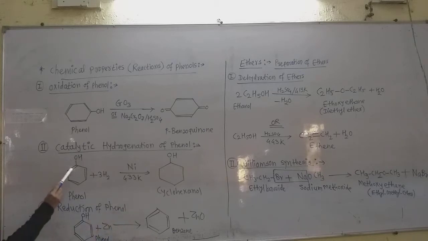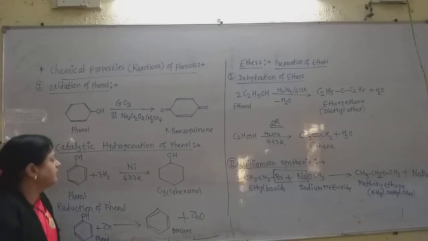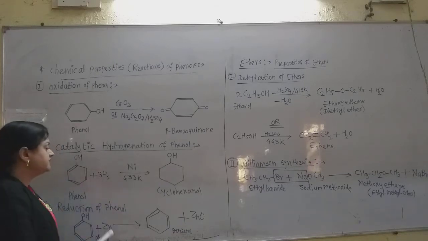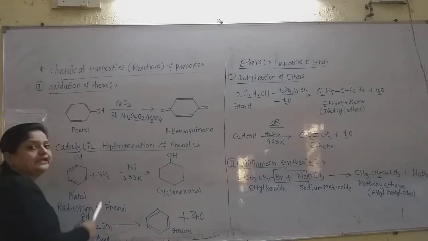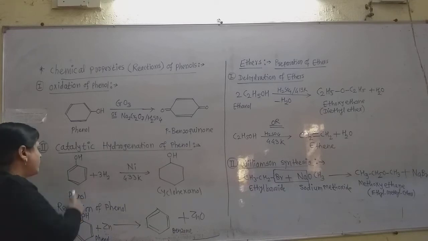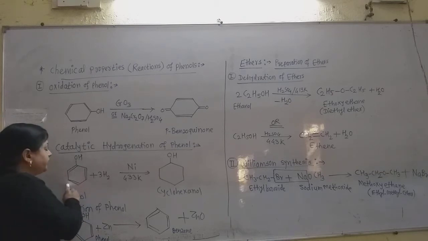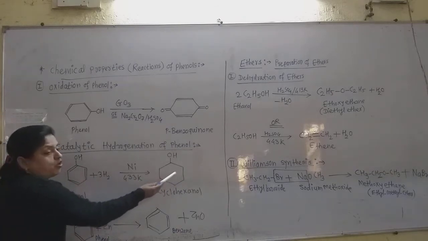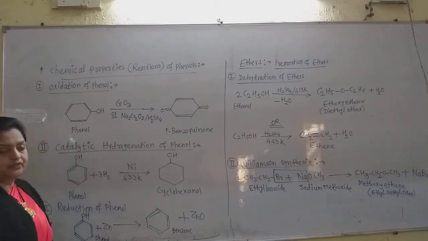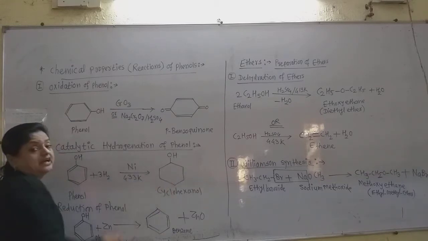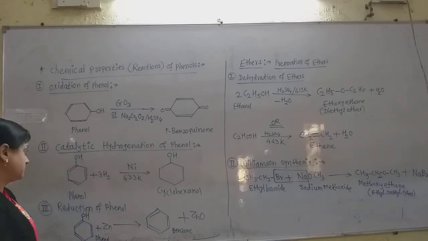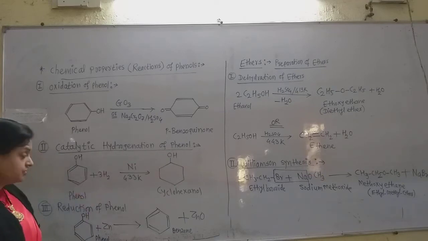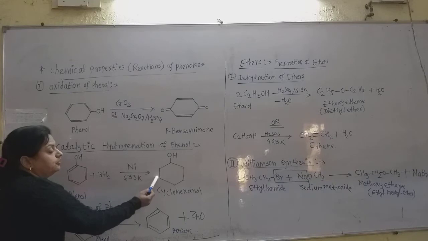That means all these three double bonds are converted into single bonds. That means 6 atoms of hydrogen, that is 3 molecules of hydrogen, are added. For each double bond, 1 molecule of hydrogen is added, and all these 3 double bonds are converted into single bonds because hydrogens are added. On every carbon atom, 1 hydrogen is increased, and due to this, the resonating alternate single and double bonds shown in the phenol are directly converted into all single bonds.